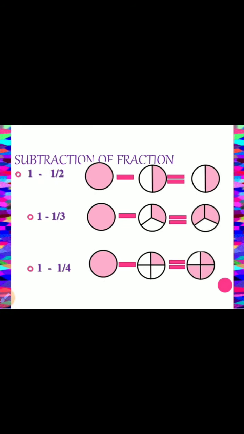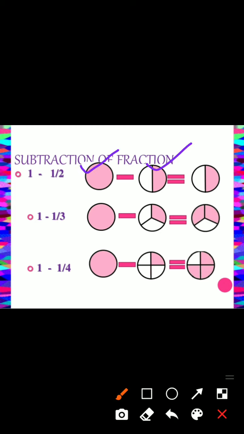Next is subtraction of fractions. It means you need to subtract. If one whole part is here and you need to subtract a half, so 1 minus 1 upon 2, you will get half.